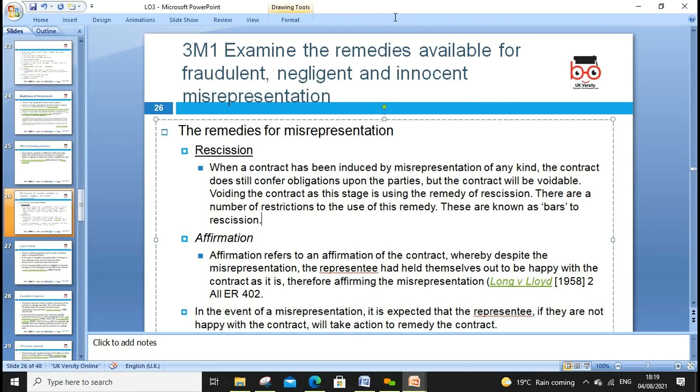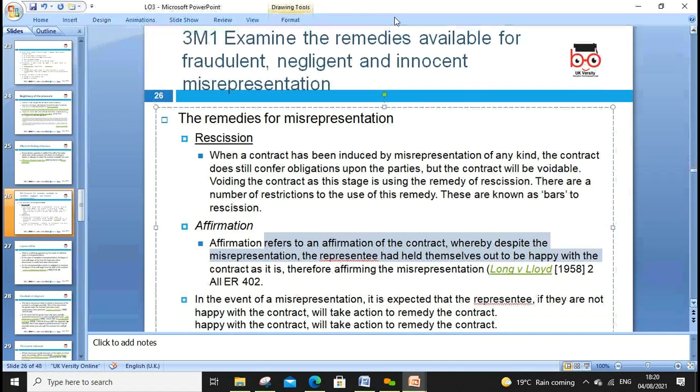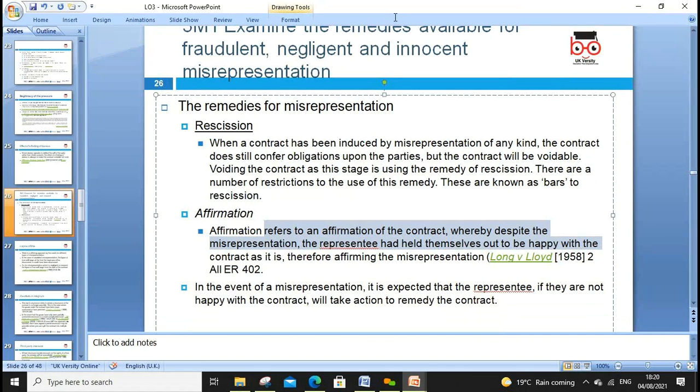Voiding the contract is the stage where the remedy of rescission applies, and there are a number of restrictions on the use of this remedy, known as bars to rescission. One can be affirmation. This refers to a contract where, despite the misrepresentation, the representee had held themselves out to be happy with the contract. In that case, the other party claimed and the judge ruled. So these are known as case laws.